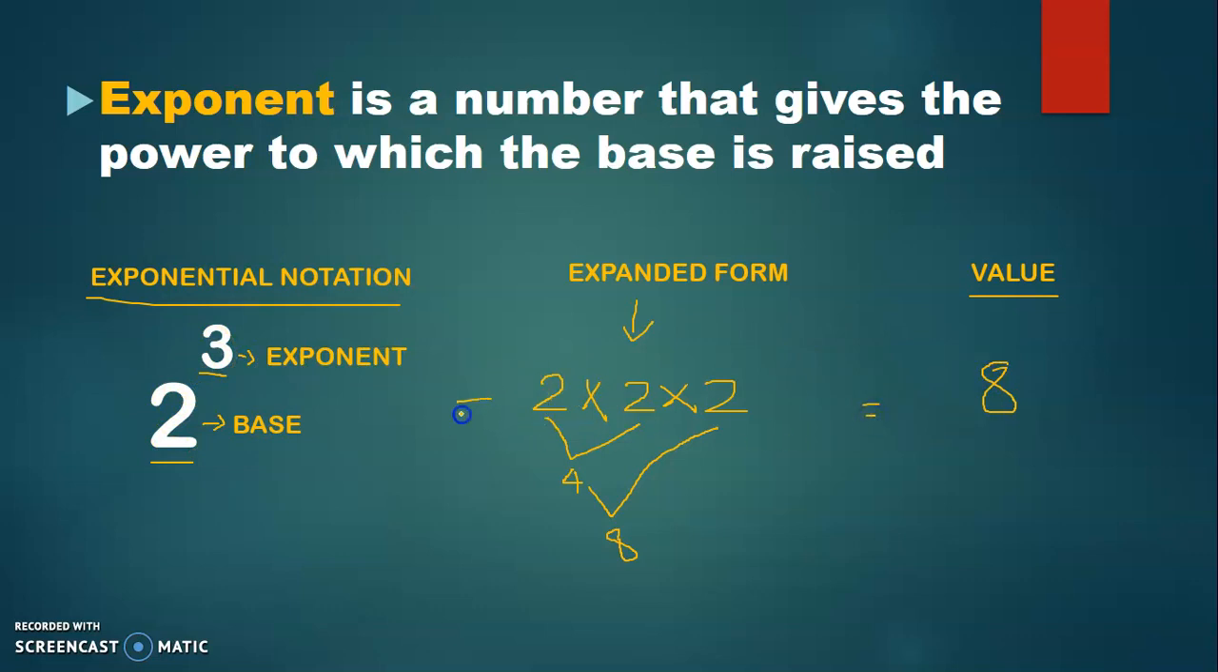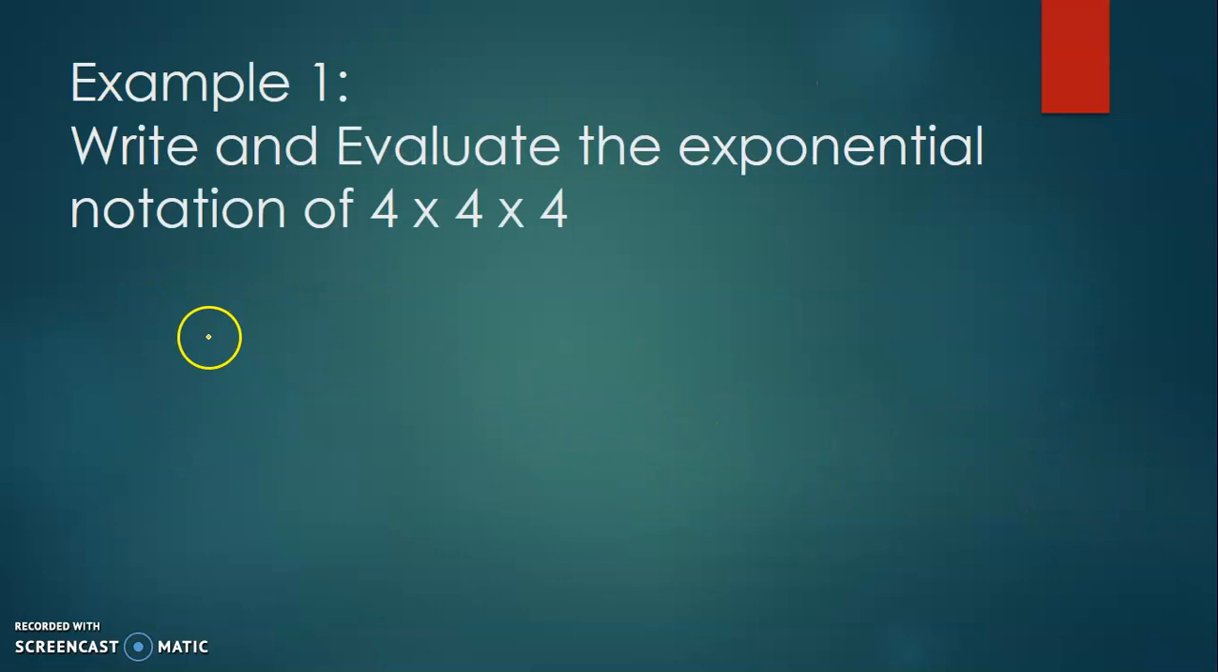So, 2 to the power of 3 in expanded form is 2 times 2 times 2. So, the value is 8. Ganun lang siya. Okay? Tingnan natin to. Write and evaluate the exponential notation of 4 times 4 times 4. So, ang binigay naman sa atin ngayon ay expanded form. Okay. Sulat natin ngayon ang kanyang exponential notation.